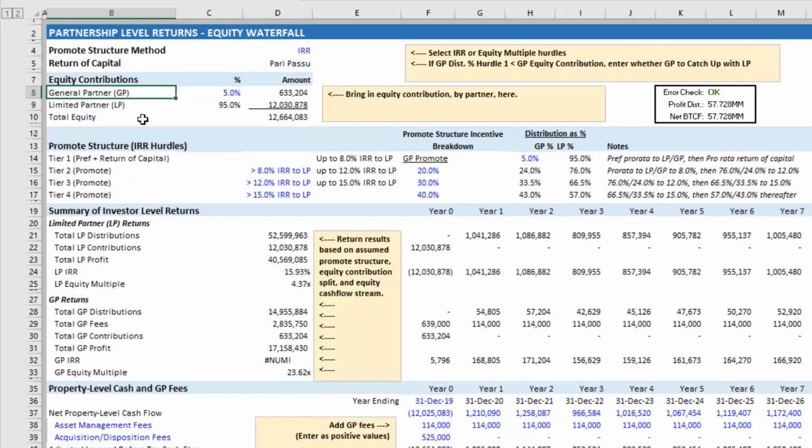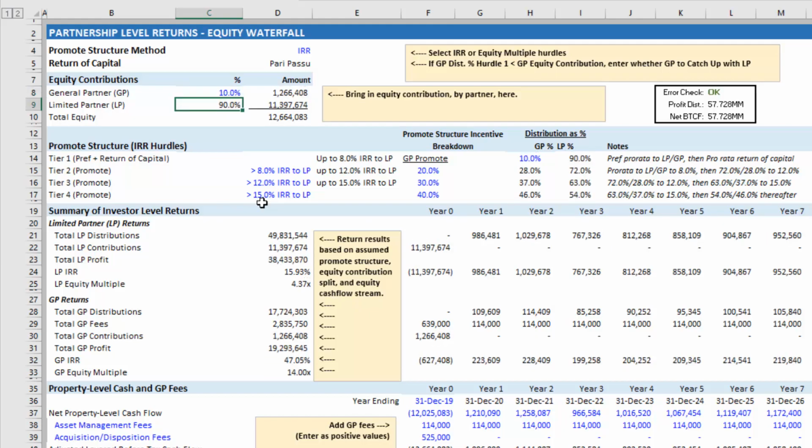Next, we choose the equity contribution percentage between the general partner and the limited partner or limited partners. And that's simply by changing the general partner's equity contribution percentage. So for instance, we could toggle it to 10 and the limited partner's contribution percentage will automatically change.